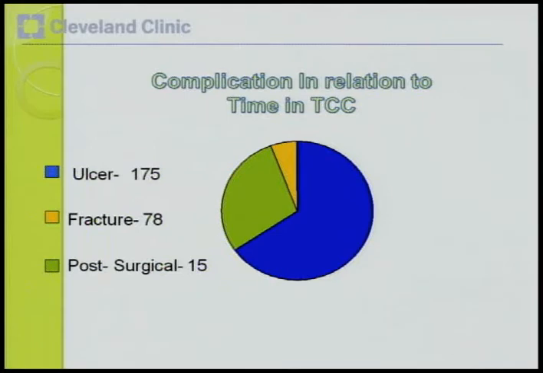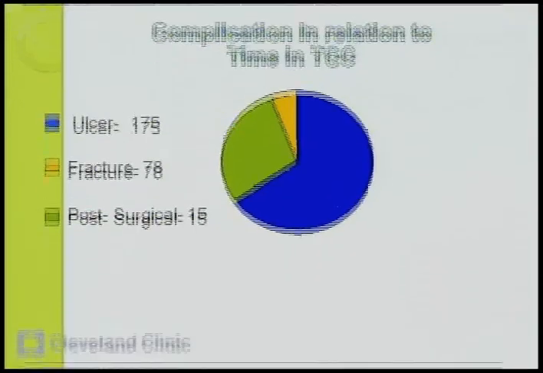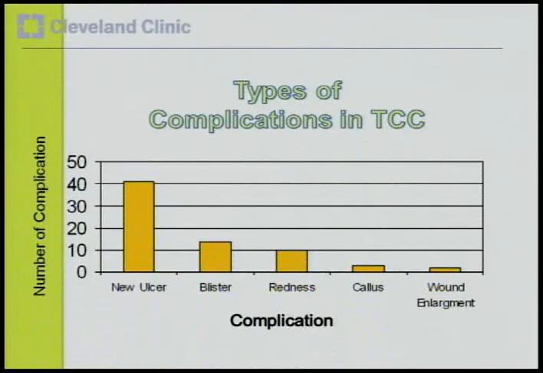Most of the total contact casts that the Cleveland Clinic applies are for foot ulcers. Out of the patients that were treated with a total contact cast, 175 of them were for ulcers, 78 were due to Charcot or fractures, and 15 were post-surgical. The most common complication, as shown by this graph, is the development of a new foot ulcer, the least common being the development of a callus or the existing wound enlarging.